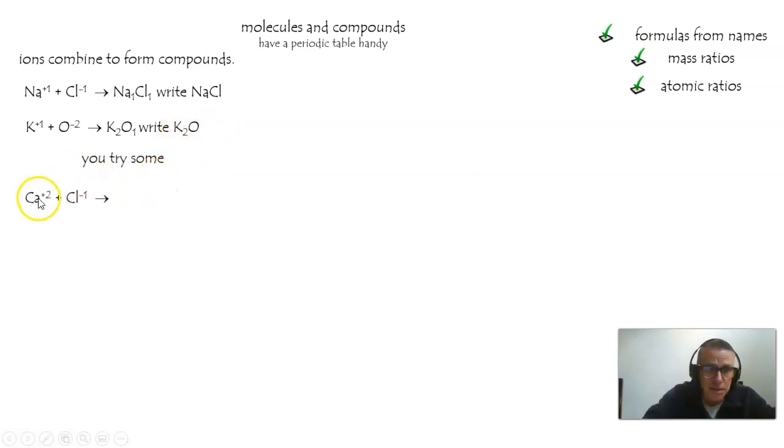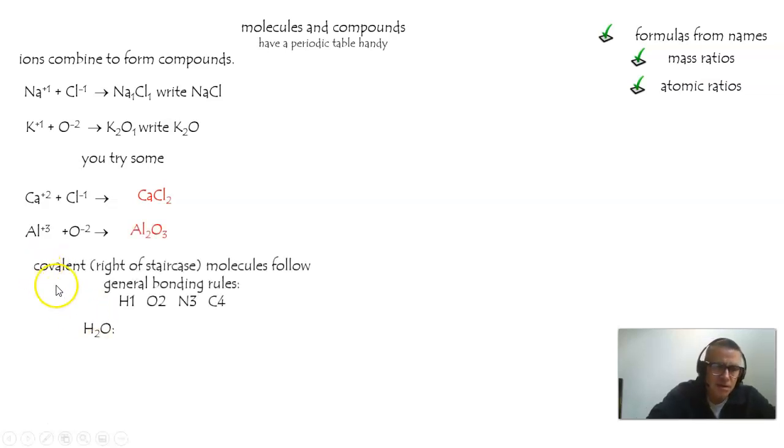What happens when calcium and chloride ions combine? Drop and switch, you'll see it's CaCl2. Try combining aluminum ions and oxygen ions. You should get Al2O3.